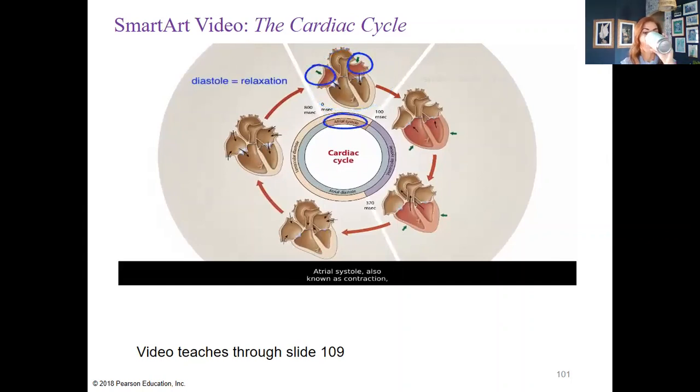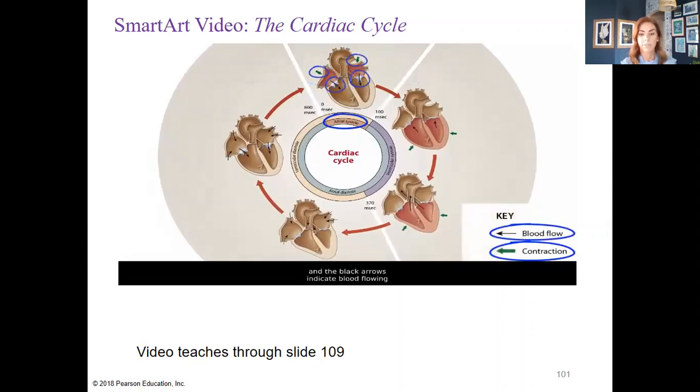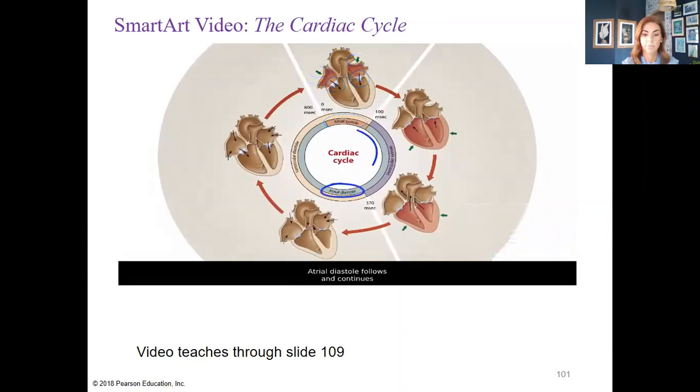Atrial systole, also known as contraction, begins and completes ventricular filling. Notice, the green arrows show the atria contract, and the black arrows indicate blood flowing into the ventricles. Atrial diastole follows and continues until the next cardiac cycle begins. Ventricular systole now begins, and is a process divided into 2 phases.